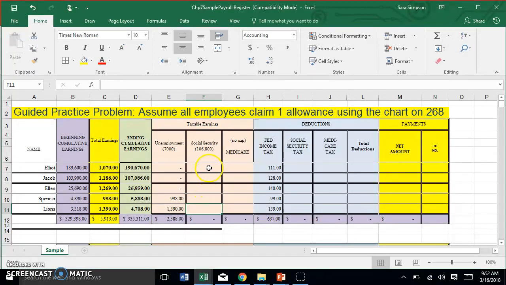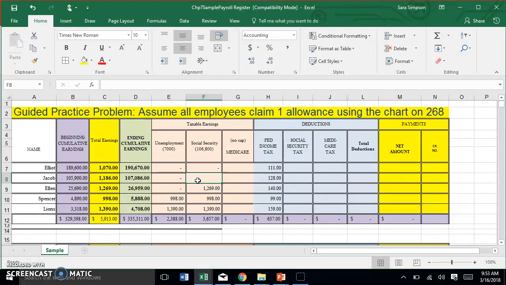Social Security is the $106,800. The bottom 3 workers don't come anywhere close to the Social Security cap, even after this, which means all of their earnings, you can type them or hit equals, all of their earnings, and drag it down, are going to be taxed for those 3 individuals. Elliot already surpassed the cap a long time ago. So Elliot does not have to contribute any more of his paycheck to Social Security.